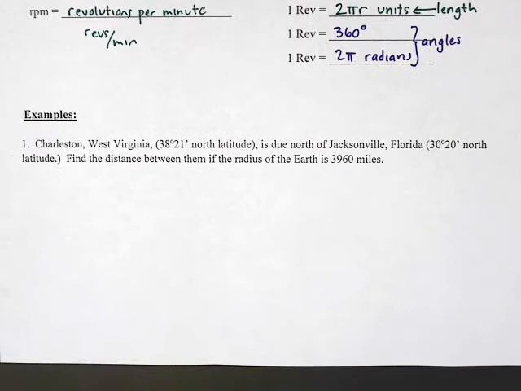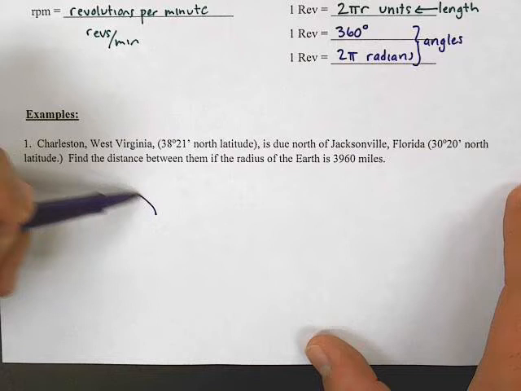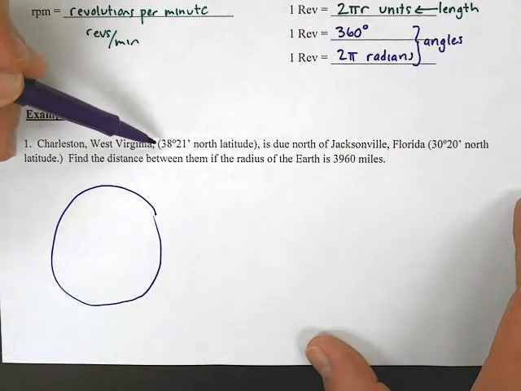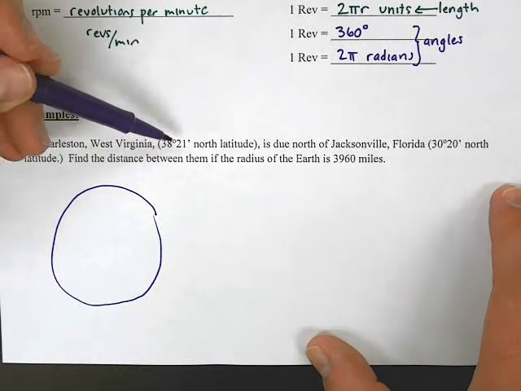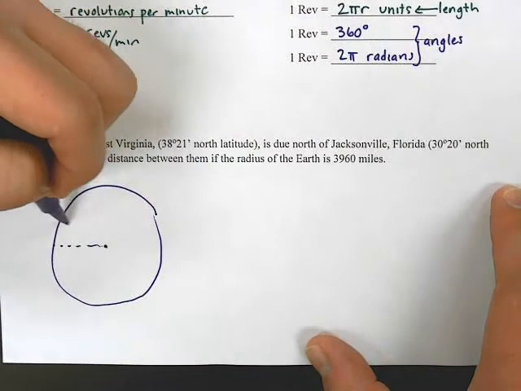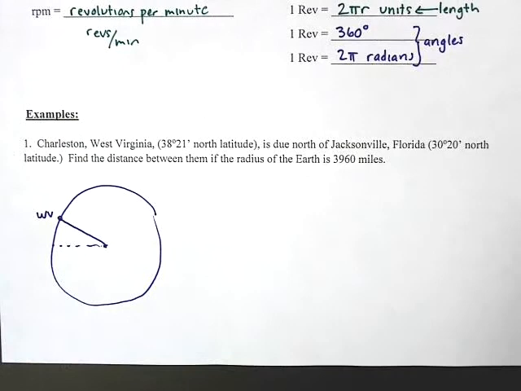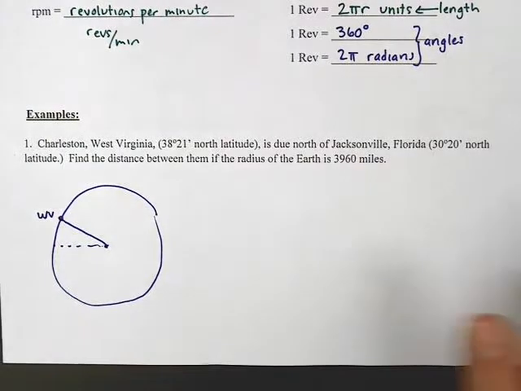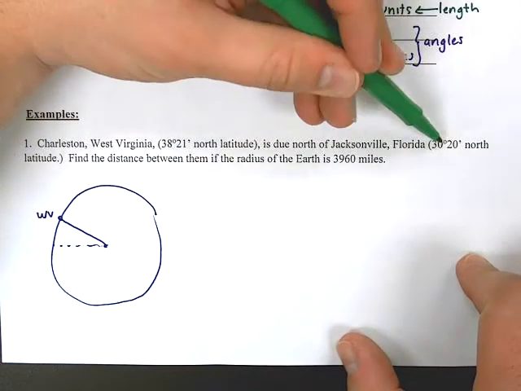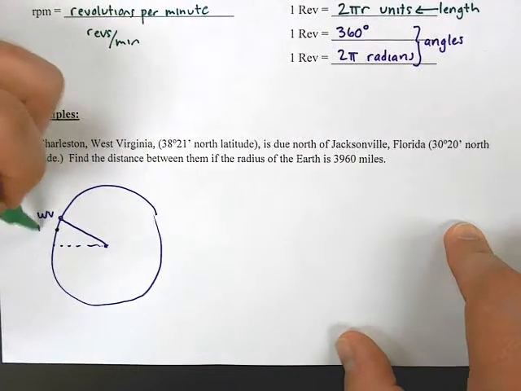All right, so we have one of these world problems or Earth problems. So I know I'm going to draw a little cross section of my Earth, and I know that I have a city in West Virginia at 38 degrees 21 minutes. So I will draw that right here, and I'm just going to put a WV for West Virginia. And then I know that I have another city in Florida at 30 degrees 20. Okay, so that's actually lower in this case. Sorry, they gave them to me a little out of order.